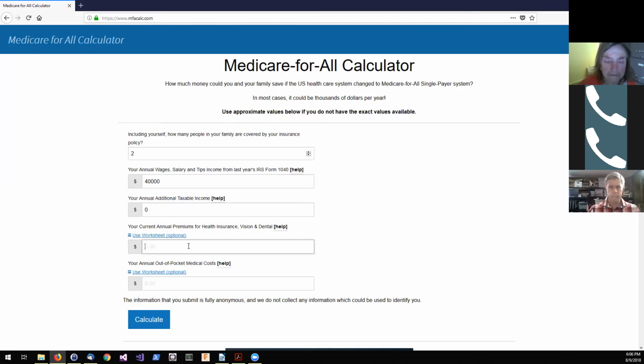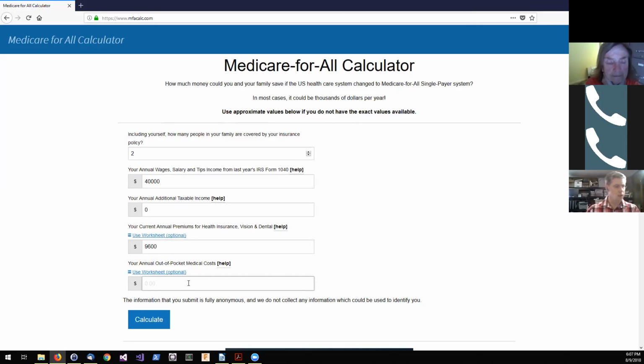And now we'll put in our current medical expenses. So the annual premiums for health insurance, vision, and dental. Here in New Mexico, for a family of 2, if both individuals are about 40 years old, the numbers come out to around $800 a month, or let's say that's going to be $8,000, $16,000 a year. Is that right? 800? That's not right. Let's see. That's going to be 8,000 plus another 16, so 9,600.